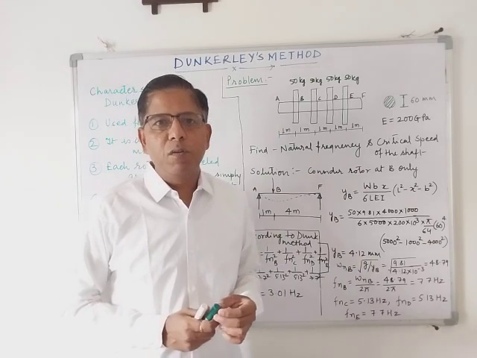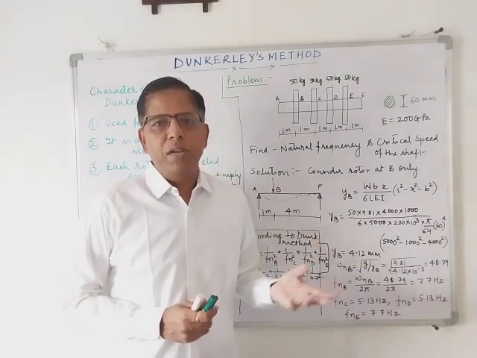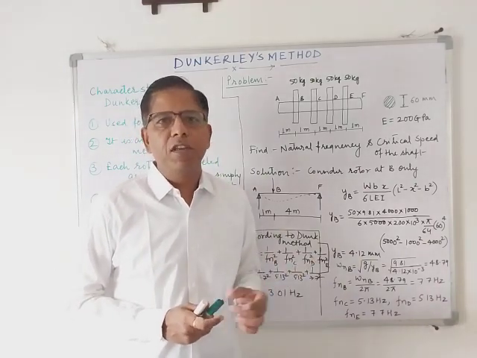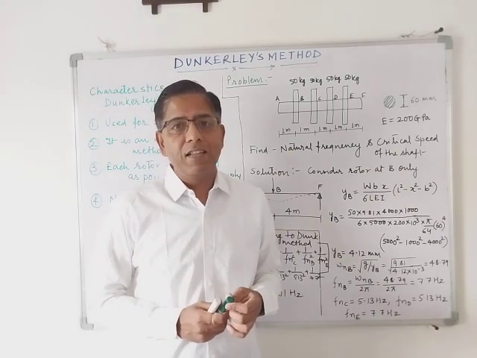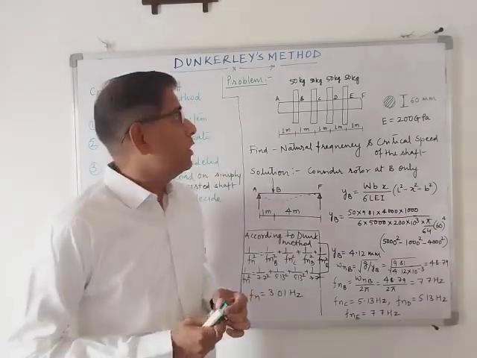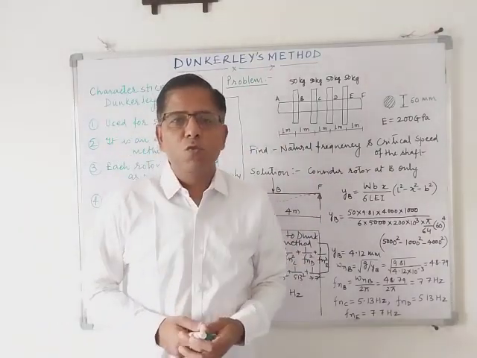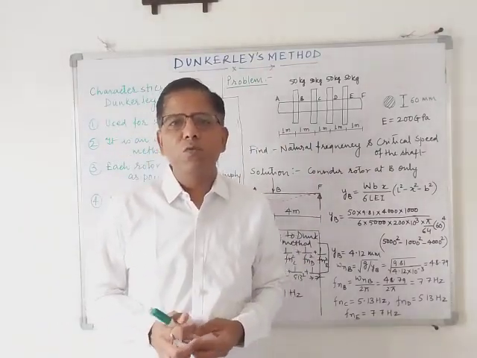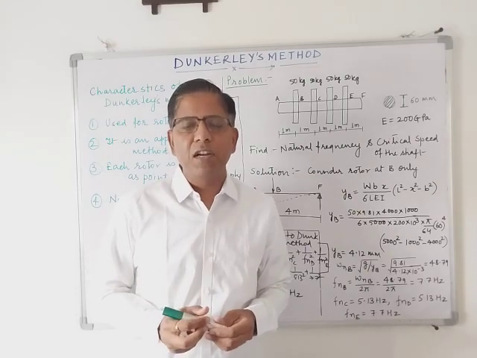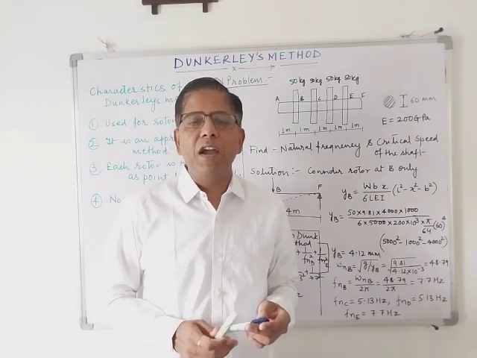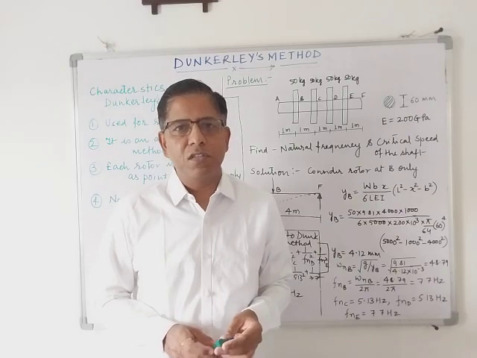Then we have seen the Holzer method for spring mass system, for rotor system. Then we have seen the Stodola method, Rayleigh's method. Now continuing with our topic, today we'll see the Dunkerley method. Dunkerley method is basically used for finding the natural frequency of multi-degree of freedom system and finding the critical speed of a rotor system.